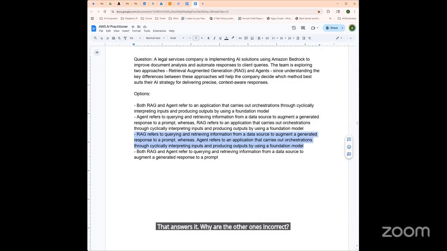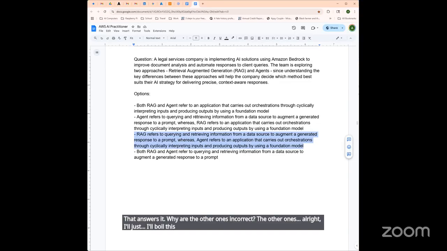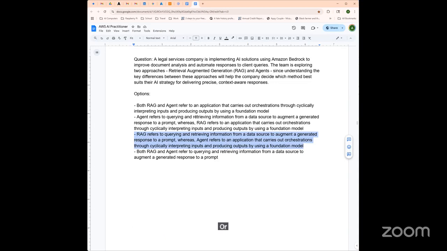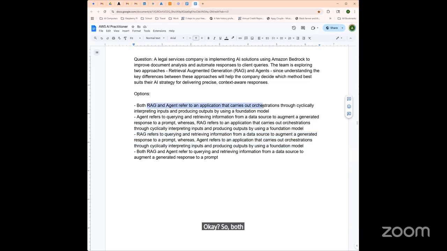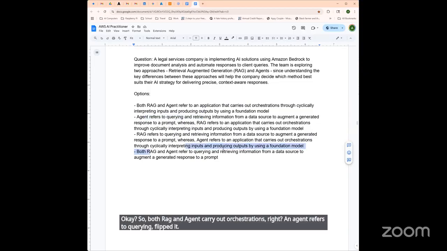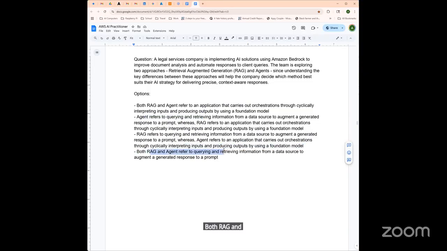Why are the other ones incorrect? The other ones, all right, I'll boil this down, right? The other ones either incorrectly assign the definitions to the wrong concepts, like they reverse it, or they incorrectly state that both RAG and agent serve the same purpose. Okay, so both RAG and agent carry out orchestrations, right? An agent refers to querying, flipped it. Both RAG and agent refer to query. See what I'm saying? All right, that's why you have to pass this and go straight for the machine learning associate.